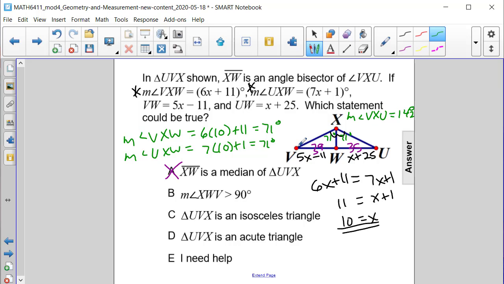Which makes VXU an obtuse triangle, so it cannot be an acute triangle, which rules out answer choice D.